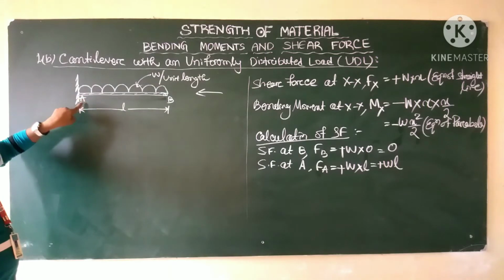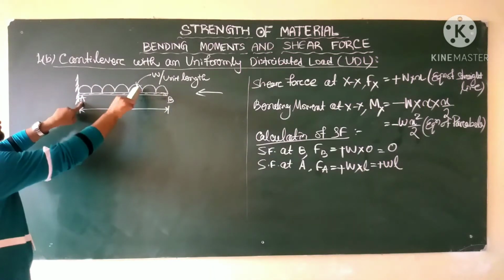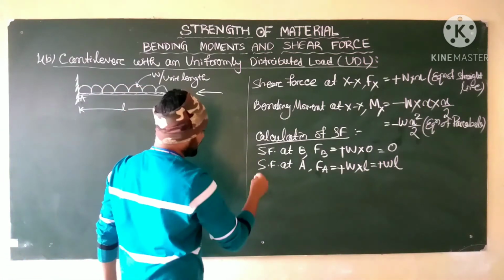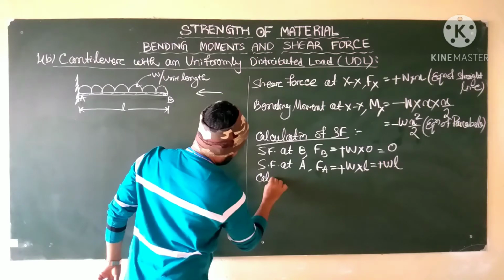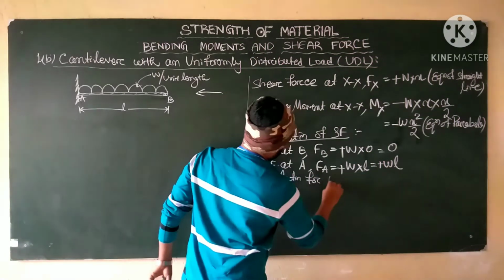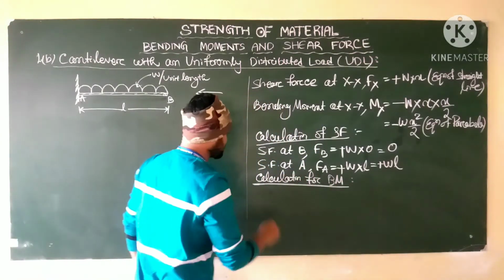Now, when we reach A, the total distance upon which the UDL is applied is how much? Small n. So W into small n. Similarly, calculation for bending moment. We will calculate the bending moment at the 2 points.